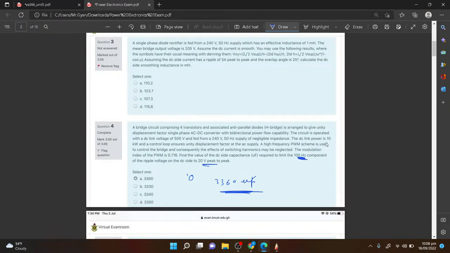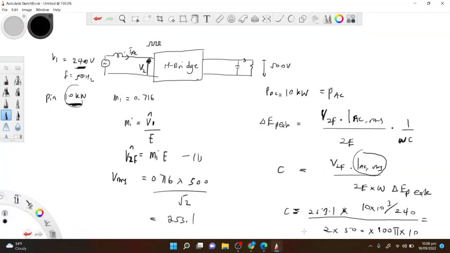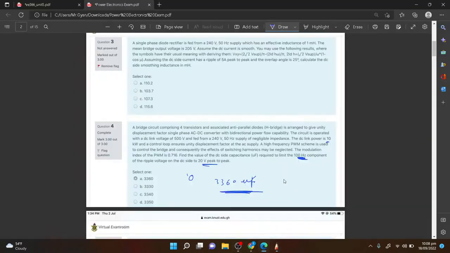10 kilowatts, right? So that's 10 times 10 to the 3 over 240 over 2 times 500. I've seen a mistake. Yeah. Alright. So the answer you get is 3.357. You get 3.357 millifarad.